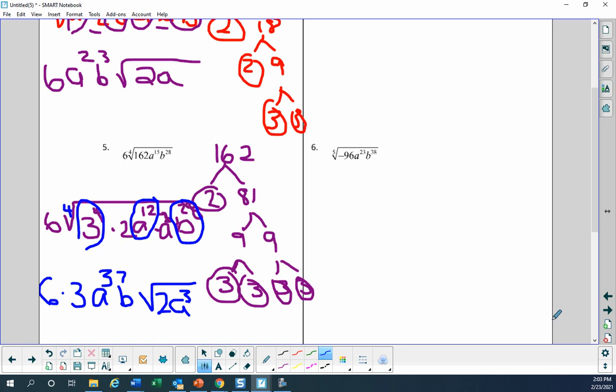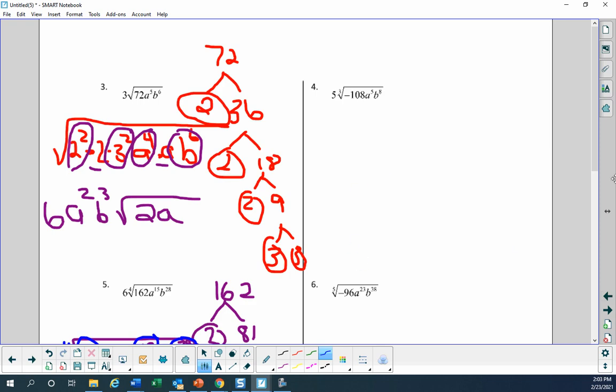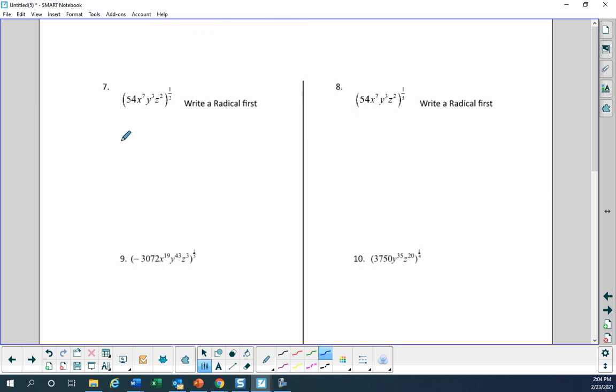Okay? When you see a negative number, I don't have any. Oh, number 9 is a negative. When you see a negative number, just take the negative outside and then just do the rest of the number. Okay? All right, 7.